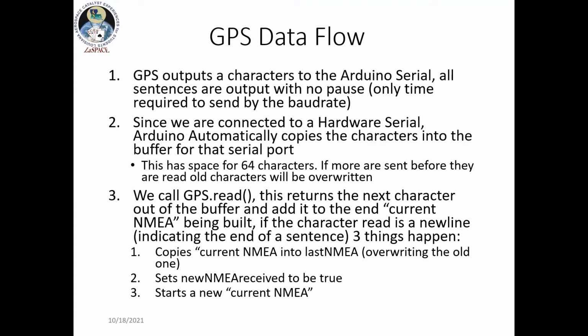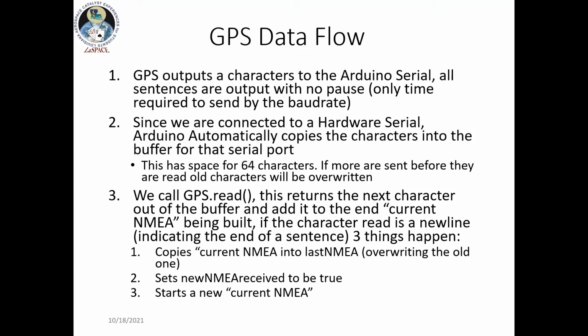So when we call gps.read, it's going to pull whatever is the next character out of that buffer. It'll free up that space in the buffer. It will return that character to us if we need to do anything with it, but usually we're not going to do anything with the single character. It then does three things. It will copy that character into the current NMEA sentence that it's building up.